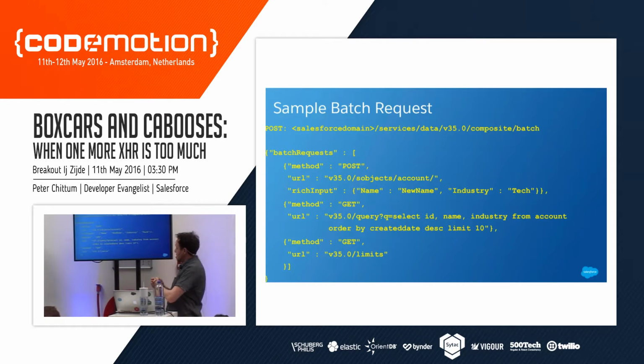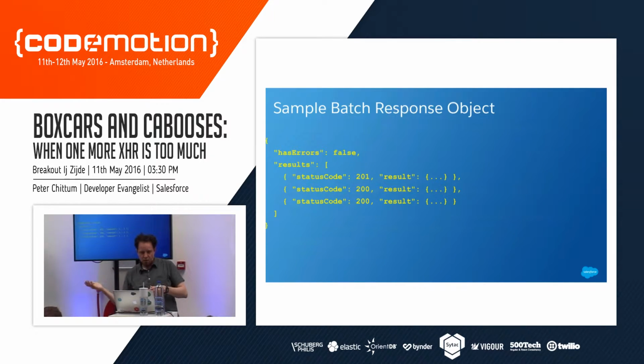So in this example, I'm creating a record. I'm going and querying the last 10 records, and then I'm checking my limits. And I do that all as one single transaction, so I've optimized my actual API calls over what used to have been 3 separate API calls. Okay?